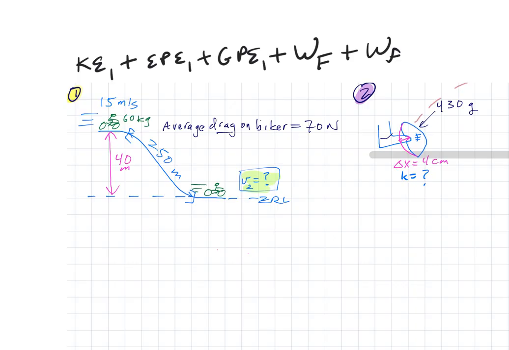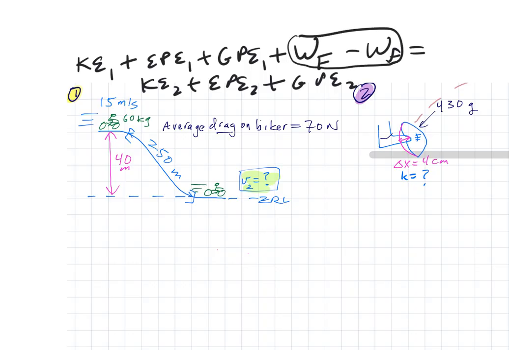Really, that's always going to be negative because work due to friction is negative. That equals KE2 plus EPE2 plus GPE2, 2 meaning final, 1 meaning original. Now this happens in a transition from the beginning to the end, but I put it on the left side of the equation. So let's look at this problem.